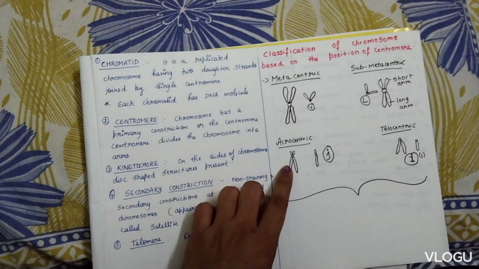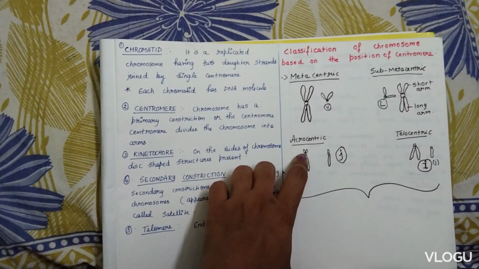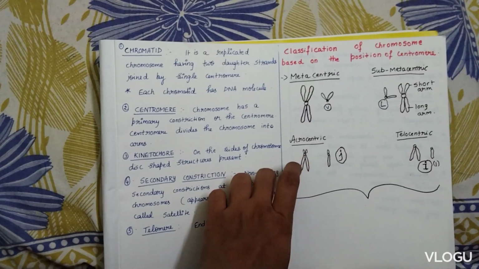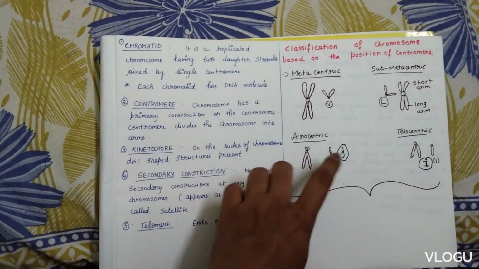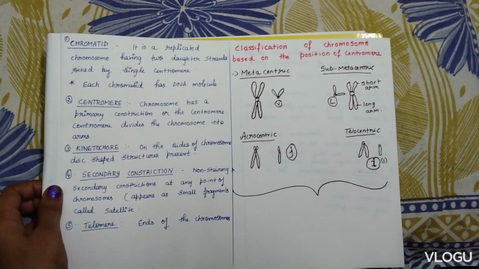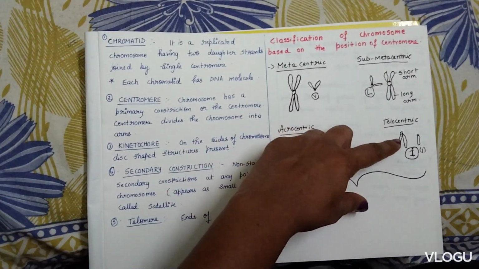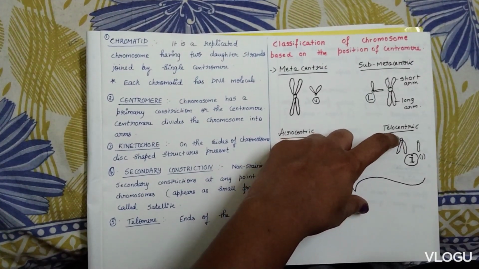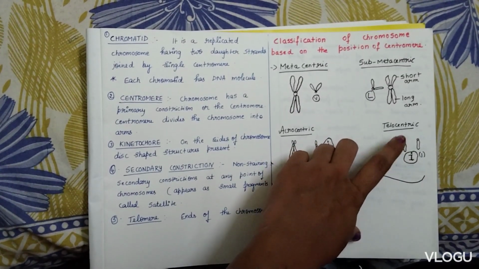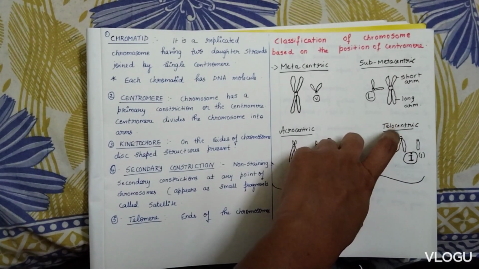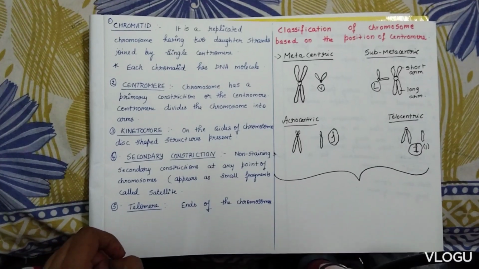Next is acrocentric. In acrocentric, you can see the centromere is near to the end point. It is much away from the center. One very short arm, one very long arm, attaining a J shape. These shapes are attained when they are separating during anaphase. Telocentric: the centromere is completely at the end point, and after this centromere you cannot see any chromatids because it is at the end point, attaining an I shape during anaphase.